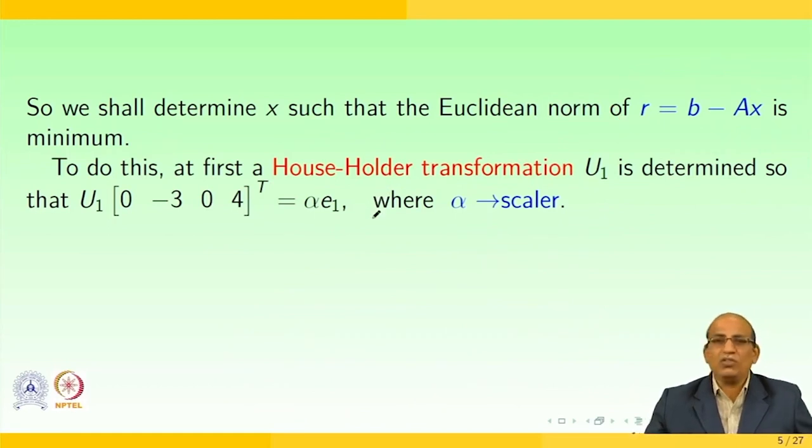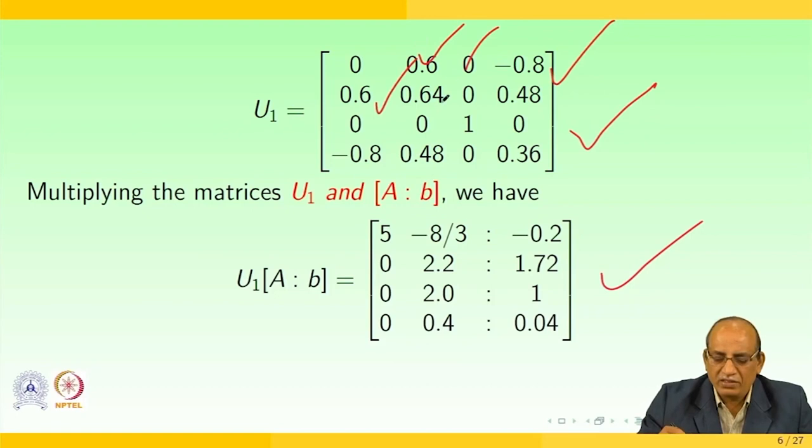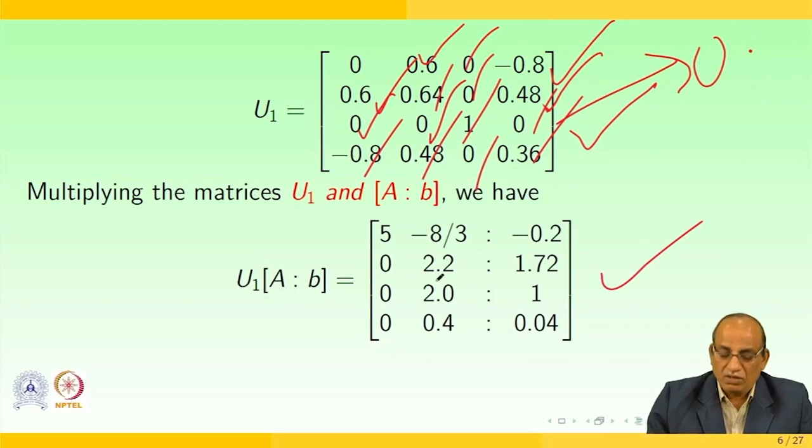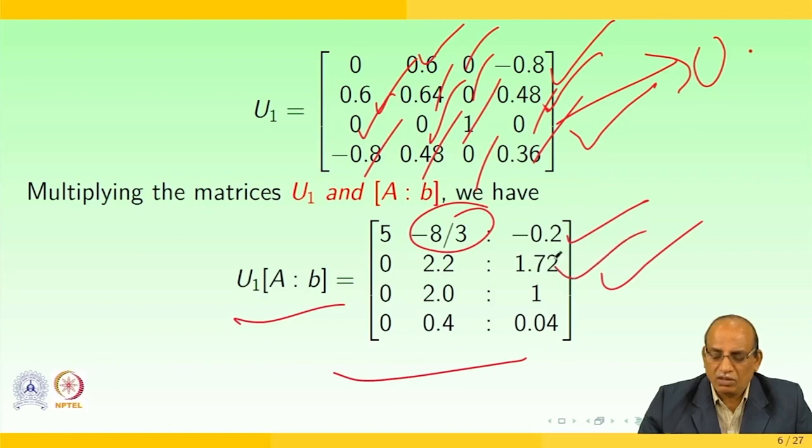Well, in continuation to that, let's see the matrix I have. U1 is equal to, so the first row will be 0, 0.6, 0, minus 0.8, 0, 0.6, 0.64, 0, 0.48. And here it is 0, 0, 1, 0. And it is minus 0.8, 0.48, 0, 0.36. This is the matrix U. And what is this matrix V? 5 by 5, minus 8 by 3, 0.2, 0, 2.2, 10.72, or if multiplied with 10, so it is 10.72, 0, 2.0, 1, 0.4, 0.04.